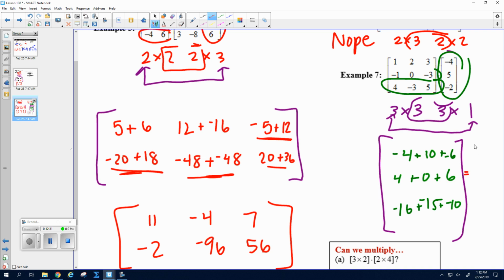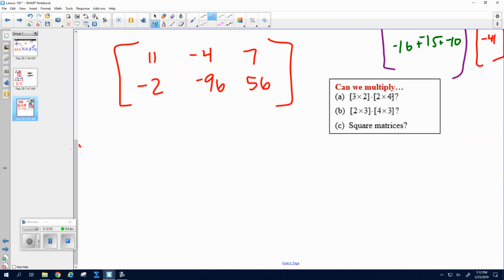And now I just need to add all those because I should have 1 element in each of those spots. I'm going to write a miniature equal sign. I'm going to squeeze it in right here. What's negative 4 plus 10 plus negative 6? 0. What's 4 plus 0 plus 6? What's negative 16 plus negative 15 plus negative 10? I'm going to go with negative 41. But good try.